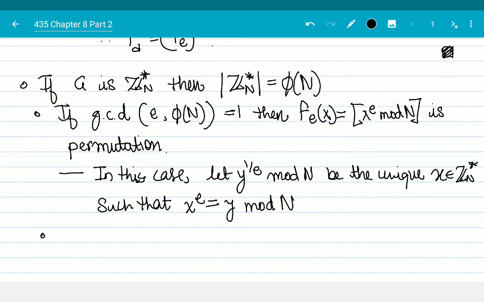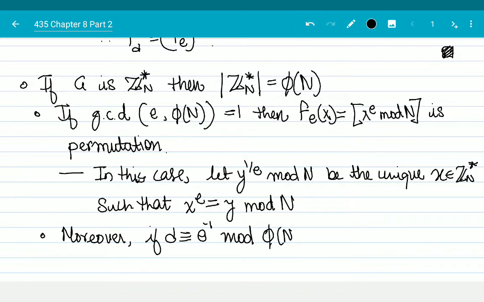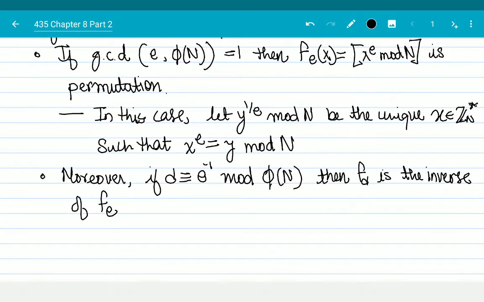Moreover, I'm just rephrasing what we said before. If d is congruent to e to the minus 1 mod phi n, not n, then f d is the inverse of f e. Right?